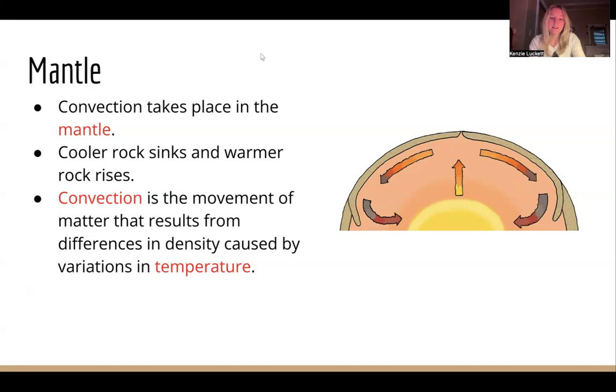And here's the definition of convection, just so you have it in your notes: convection is the movement of matter that results from differences in density caused by variations in temperature. We talked about this in our heat transfer unit with convection. Hot air is rising, higher temperatures rise, cooler temperatures fall. We get that circulation, that flow of warm and cold. So this happens in the mantle.